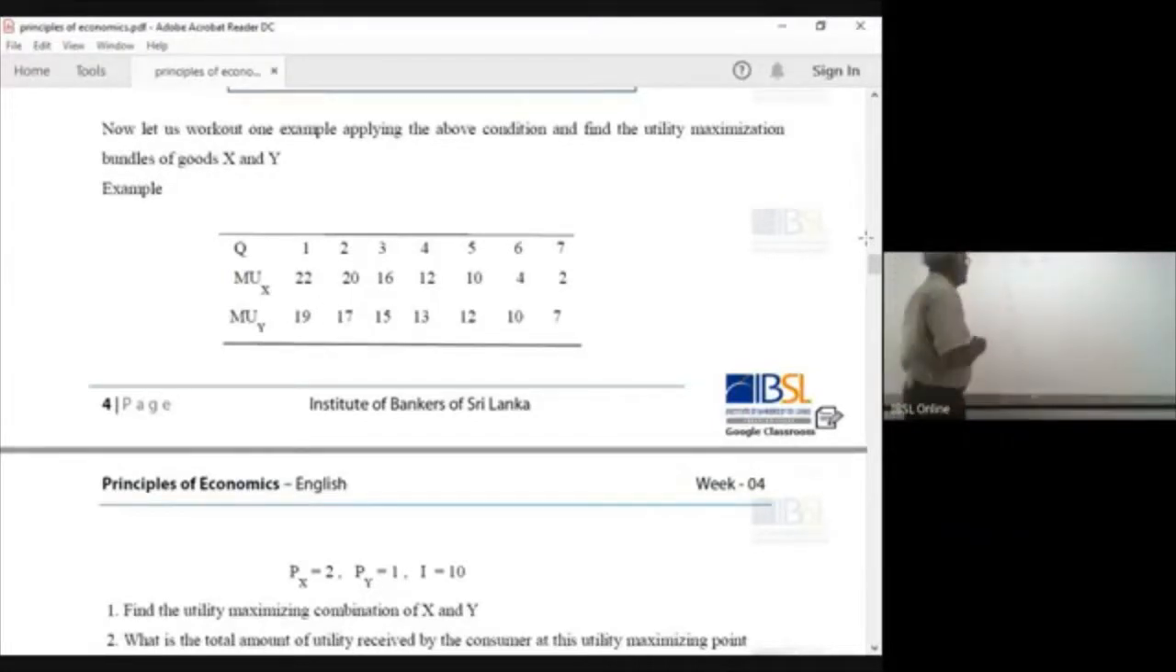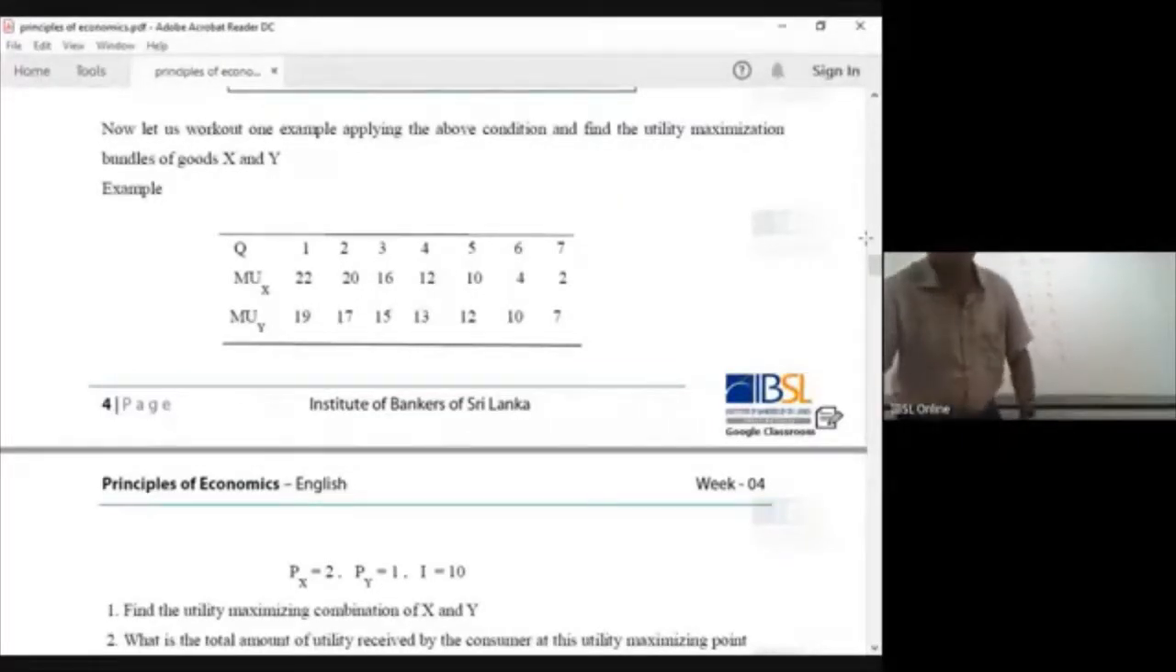MUX, I'll copy down: 22, 20, 16, 12, 10, 4. MUY: 19, 17, 15, 13, 12, 10, 7. Now this is the table.